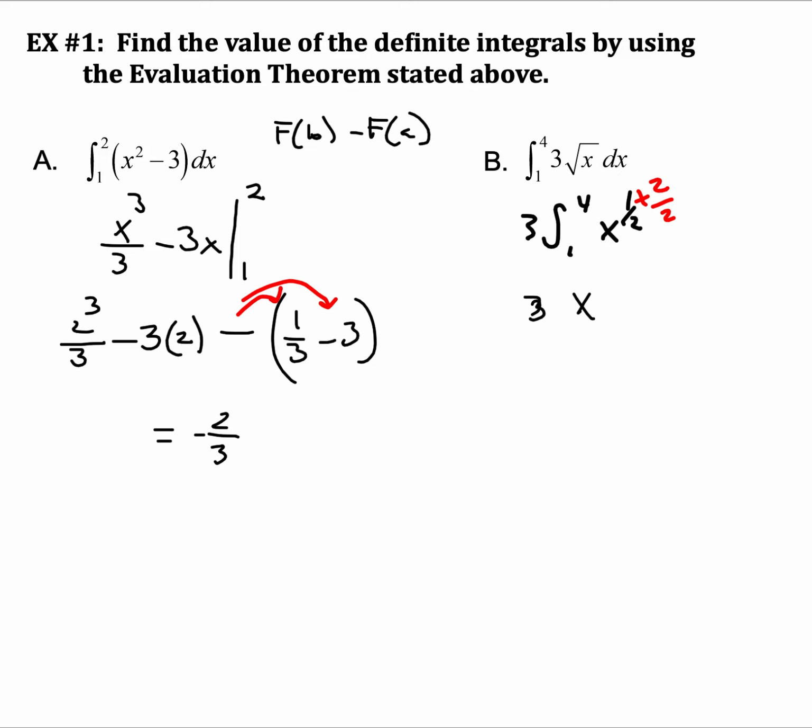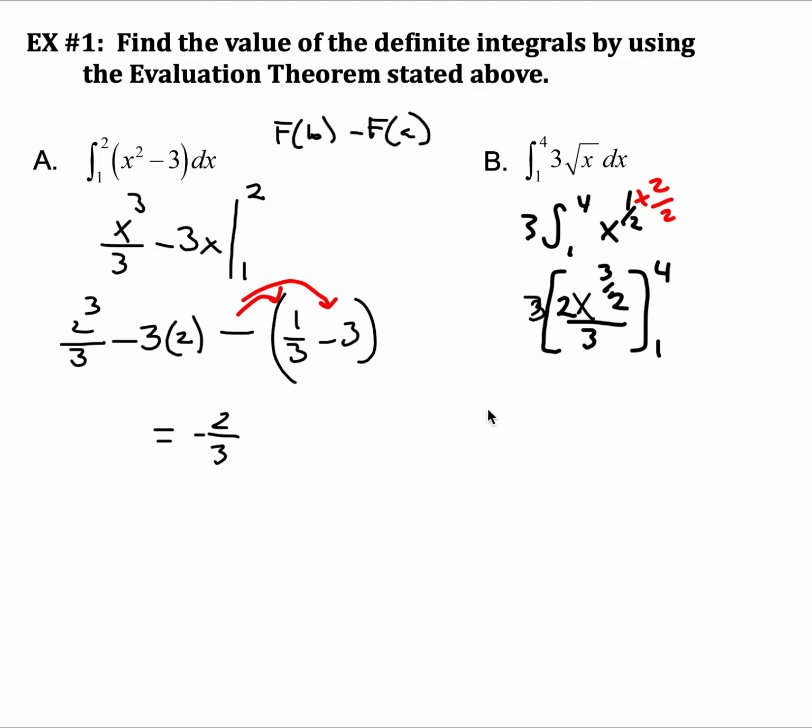So that's going to give me x to the 3 over 2 times 2/3, because we're dividing by 3 over 2, but we flip it so we don't have 3 over 2 in the denominator. By multiplying by 2/3, we bring it back up here. We're going to evaluate this from 1 to 4.